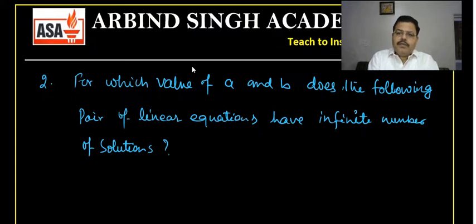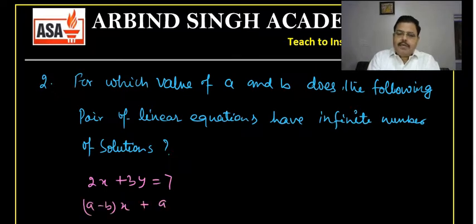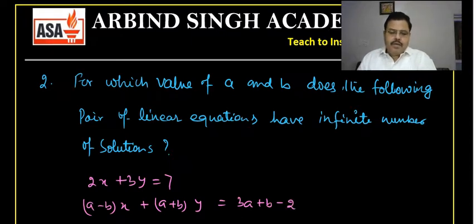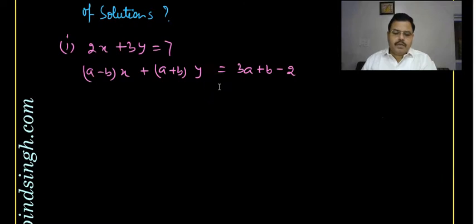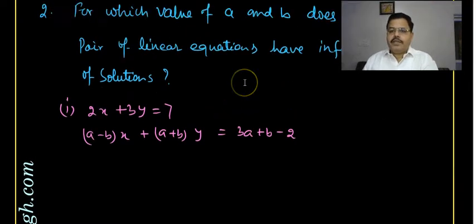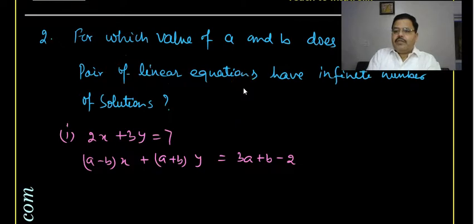Right. So the question here is, given that 2x + 3y = 7 and (a - b)x + (a + b)y = 3a + b - 2. This is the first part of the question, and there will be another part also. So we will see this. For an infinite number of solutions, what is the condition?